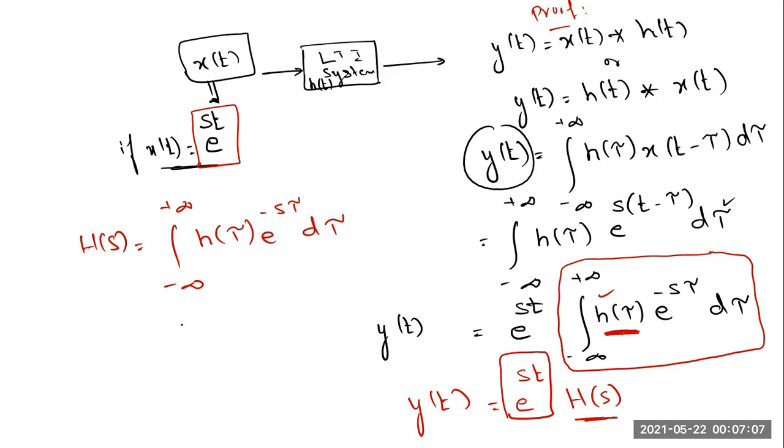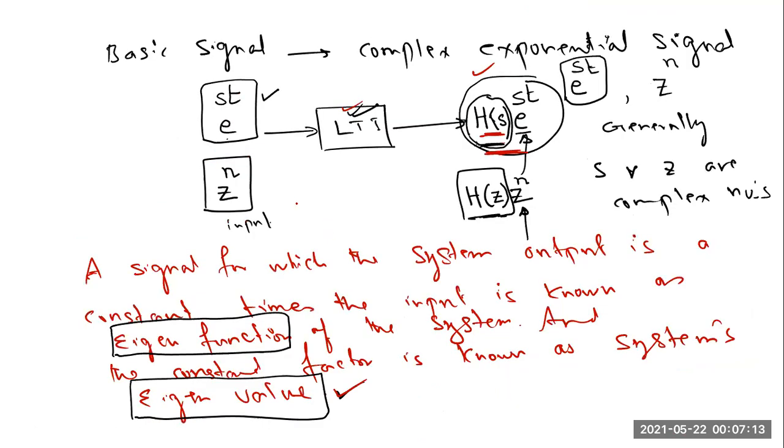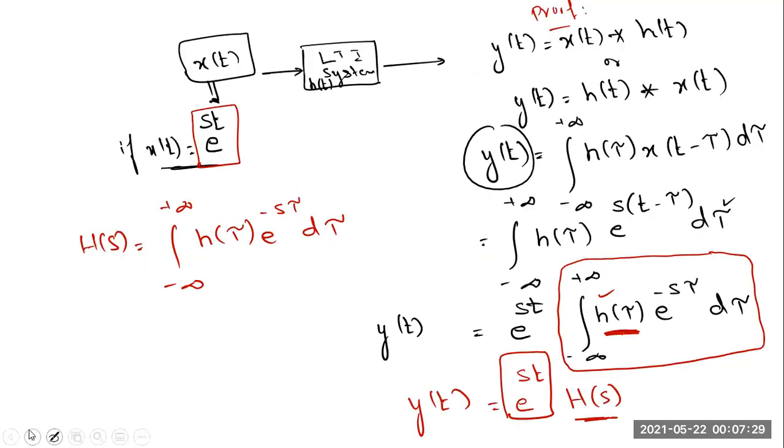Now you can do the same thing for discrete time systems. Without going into the proof, I just mentioned that if the input is z raised to power n, the output is also z raised to power n multiplied by this factor. So how do we get to this answer? We have already covered discrete time LTI systems.